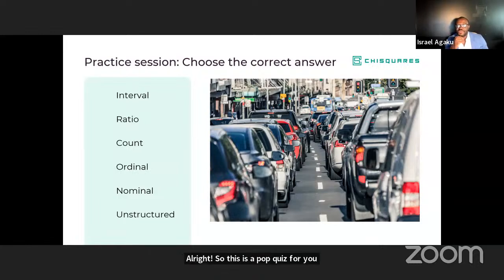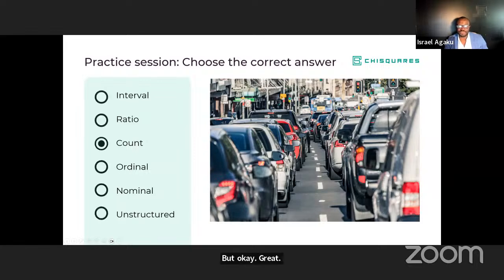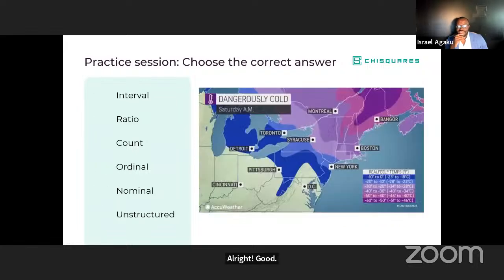All right, so this is a pop quiz for you. So what kind of variable is this? Cars on the road. Will you say that is interval, ratio, count, ordinal, nominal, or unstructured? You can type your answer in the chat. Okay, great. All right, good. So that is a count. You're correct. What of this? The temperature.